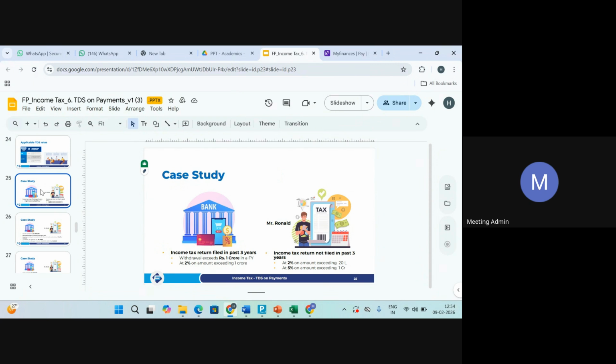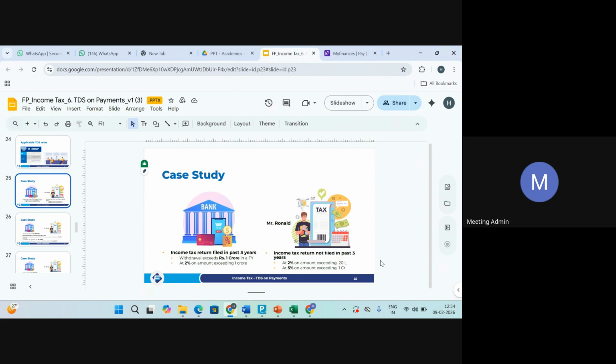Here you can see Mr. Ronaldo, income tax return not filed. Here the bank has filed income tax. Some person has paid and returned, and he has paid 2% every month. He has followed the steps without fail. But here you can see Mr. Ronaldo has not filed for 3 years, and at the time he is going to file for the 4th year, what will happen? We can see 2% on the amount that exceeds 20 lakhs. If he is getting more than 20 lakhs, then based on that 20 lakhs you'll be going to pay 2%.